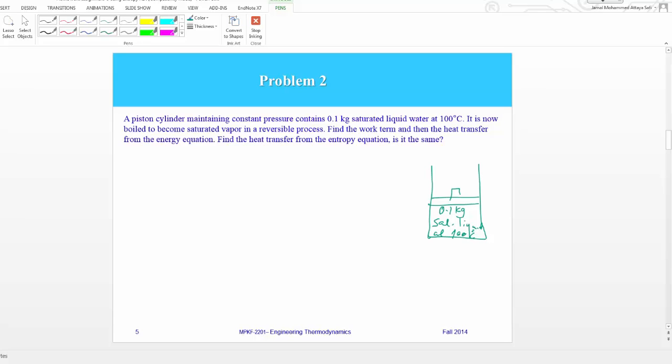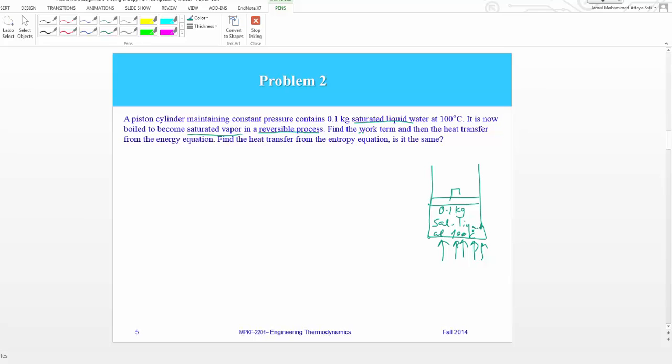And it is now boiled. So now we start heating. So let's say that heat is added here. You start actually heating the assembly, until all the saturated liquid becomes saturated vapor. In a reversible process, very important also, because it also gives you a piece of information.